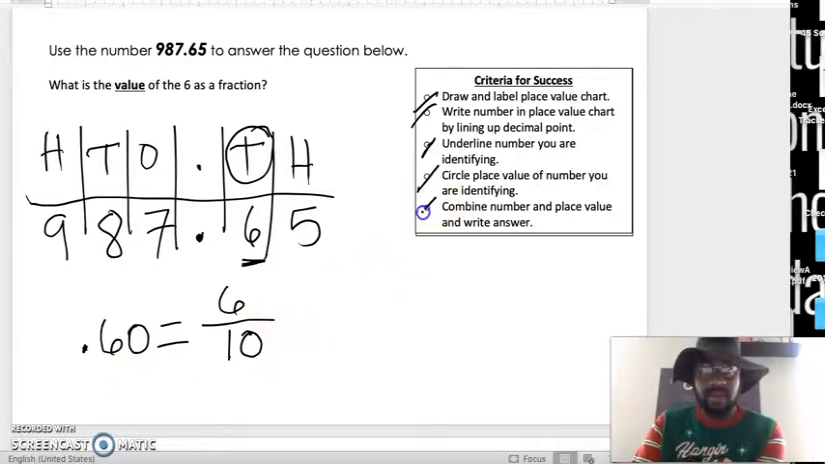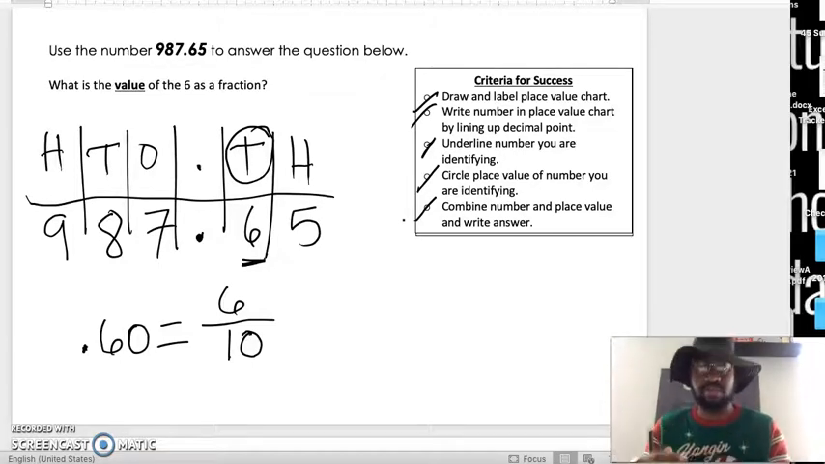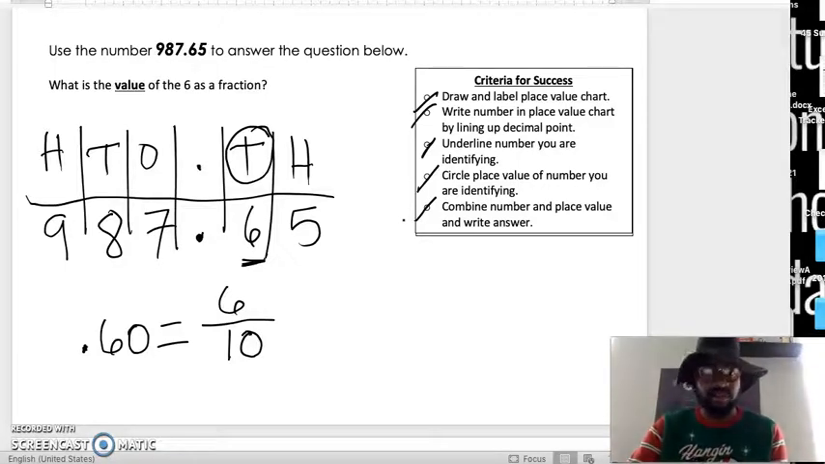So in order to figure out the value as a fraction, you draw and label your place value chart. You write that number inside of the chart. You underline the number. You circle the place value. You combine those two. When you combine it, make sure you say the number and the place value out loud so that you can hear, oh, that's 6 in the tenths place, so I need a 6 in the tenths place, which is 6 over 10.